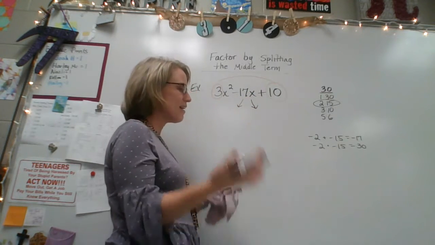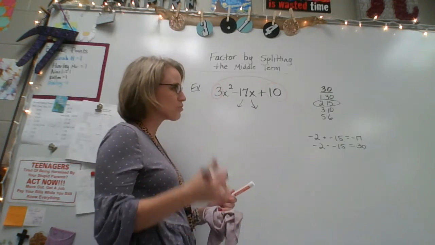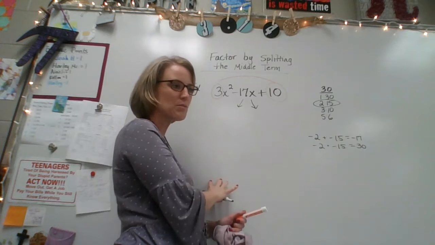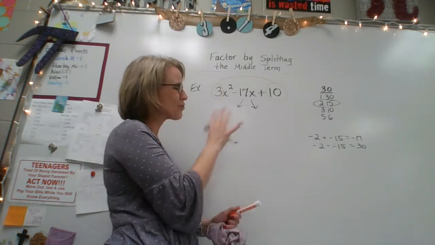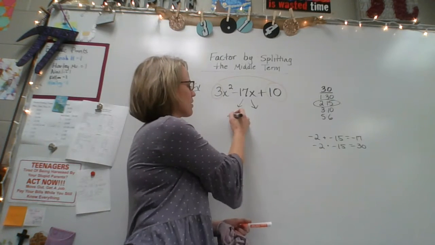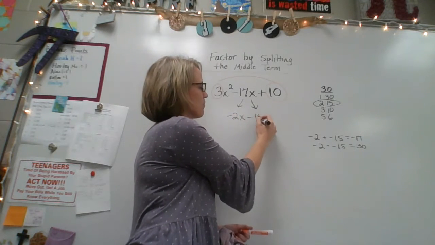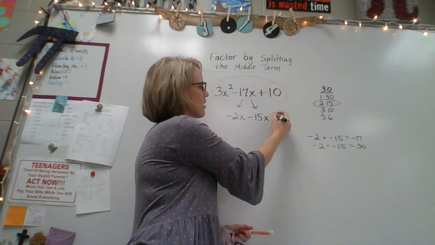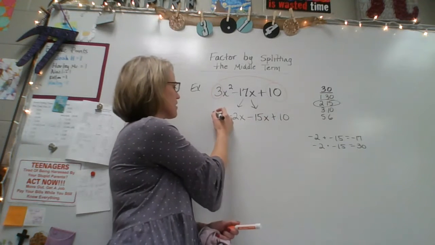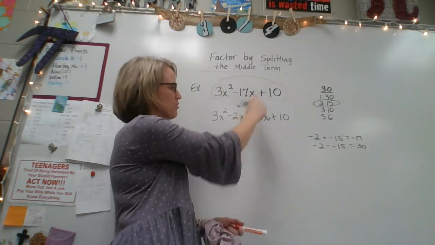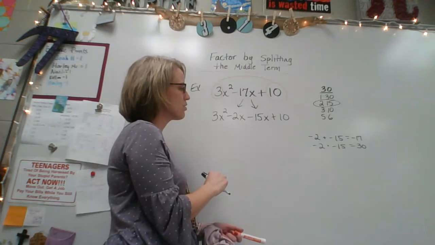It does not matter which one you put first. It will change the way the work looks throughout the rest of the steps, but you'll get the same answer. So we'll just do minus 2x. Then you can put the plus, but I think it's just better to go ahead and put minus 15x. Bring down your plus 10, bring down the 3x squared. So we have split the middle term up into these two terms.